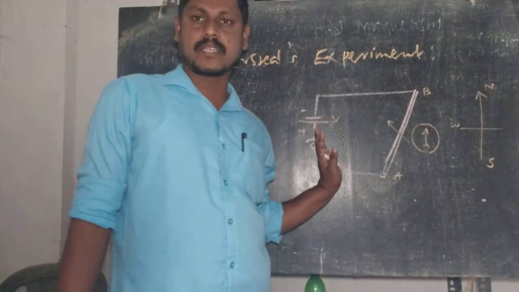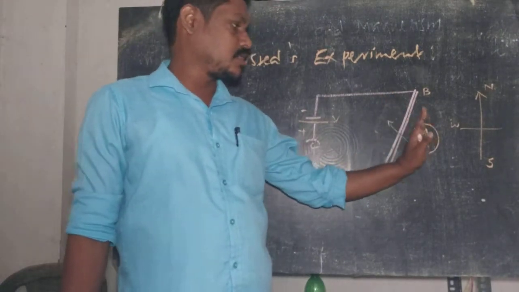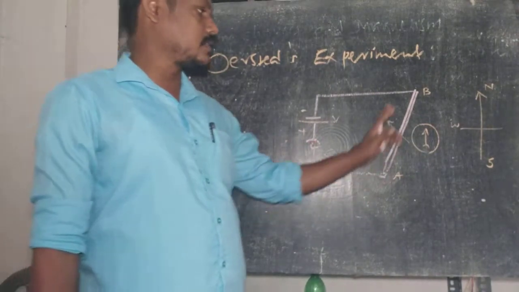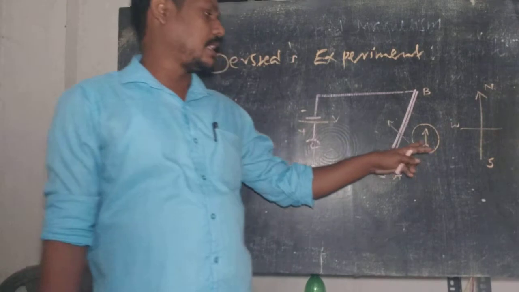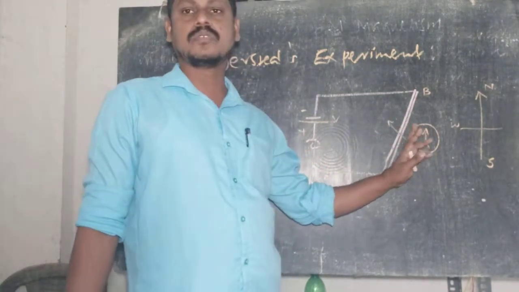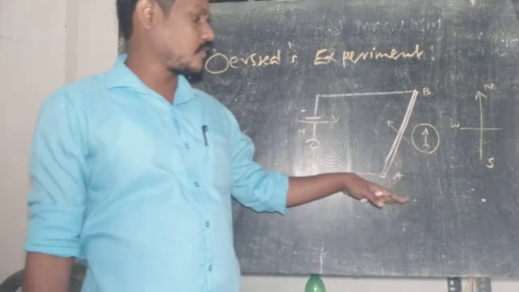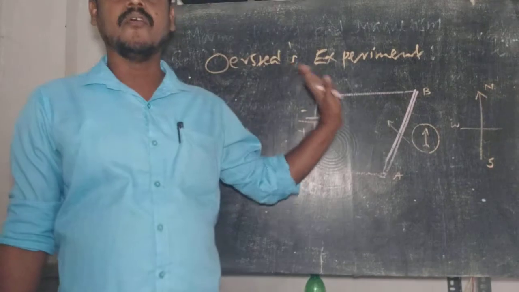So when we turn on the circuit, there will be a flow of current, under which the compass needle is kept. When we switch on the circuit, the current is flowing from south to north through the wire, and at that time the compass shows a deflection. The deflection is such that when the current is flowing from south to north, the north tip of the compass is deflected to the west.